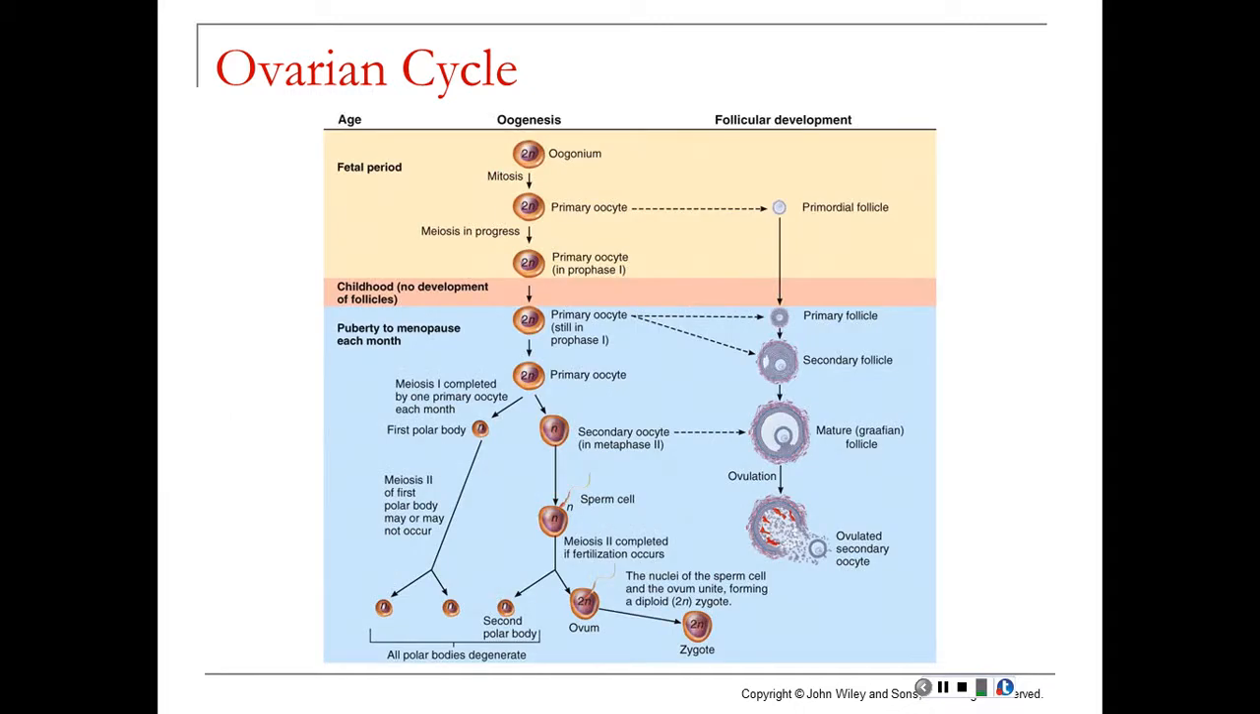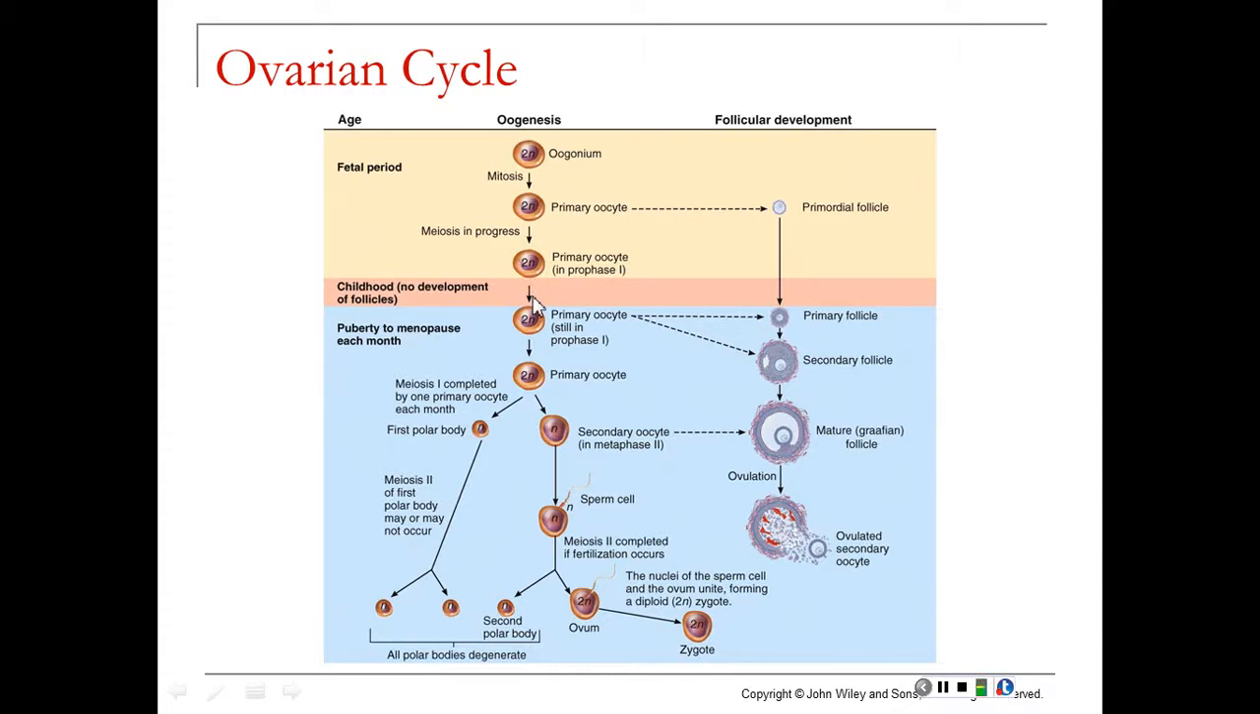So here you see the ovarian cycle. The ovarian cycle is kind of another term for egg maturation, the final steps. So here you see your oogonium. This is all during the fetal period, before the baby girl is even born. Meiosis continues, and it rests in the primary oocyte in prophase 1 of meiosis. Baby girls are born with 40,000 or so of these. During childhood, none of those follicles develop.